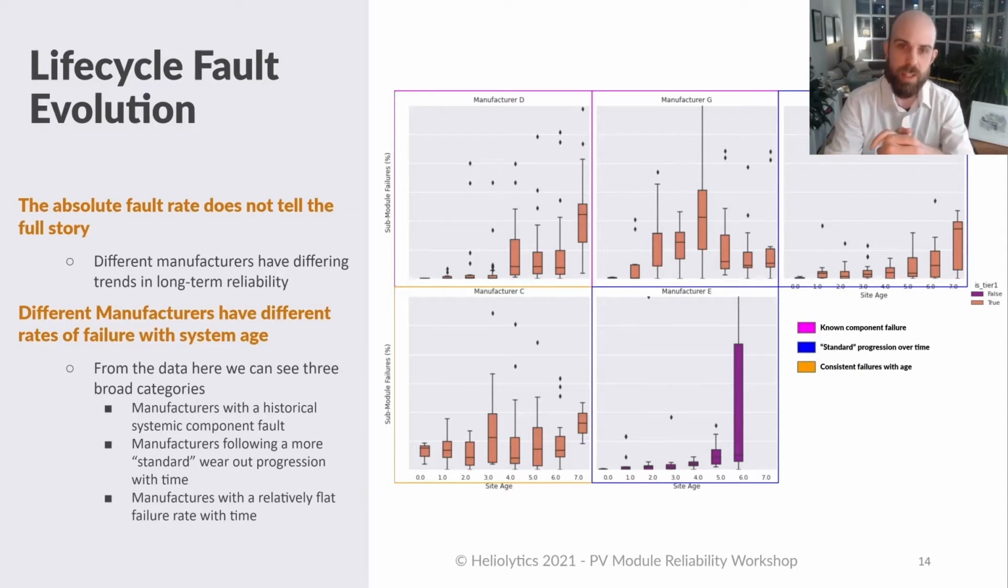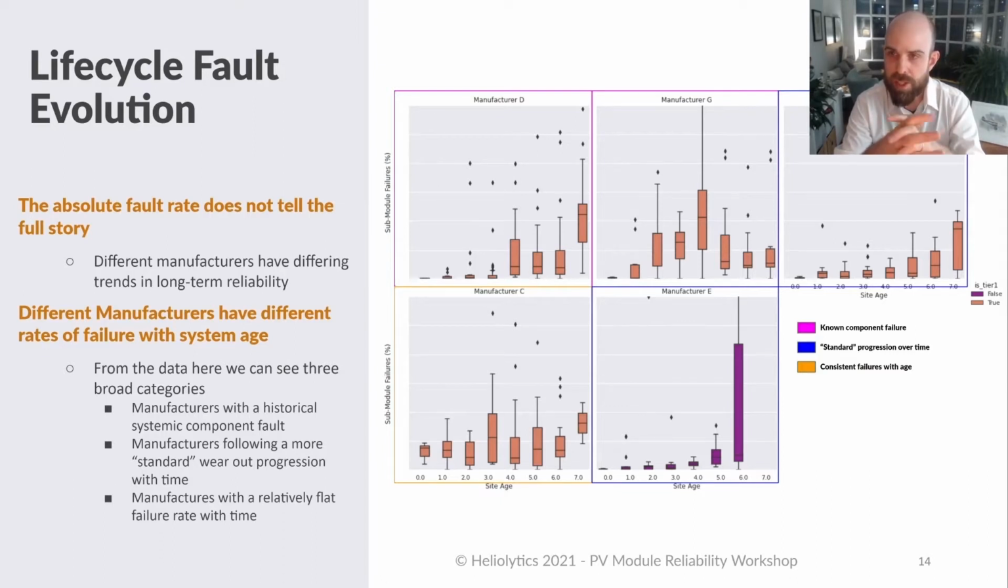We can see the purple category here, or the bright pink, I suppose, as manufacturers which tend to have an evolution of failure rate over time, but have had known component failures in their history. What that means is that there is some spikiness to this trend, where there's an increase and then in some cases a decrease of module failures over time. So this indicates there was a particular component reliability issue at one point in time, which persisted through a production batch of modules.